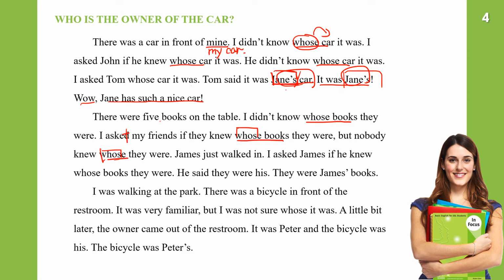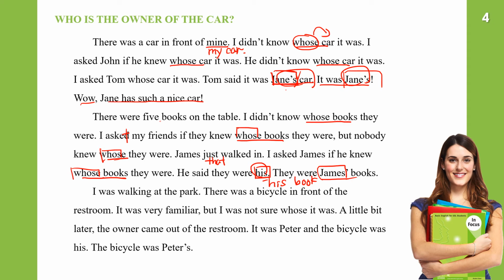James just walked in. I asked James if he knew whose books they were, whose books. So this is adjective. He said they were his. He said that they were his. So this is possessive pronoun. So it means they were his books. They were James' books. So James' books, this is possessive noun, but functioning as an adjective.